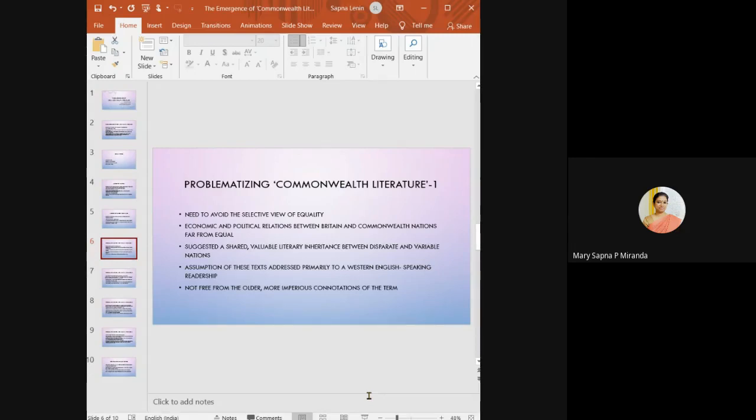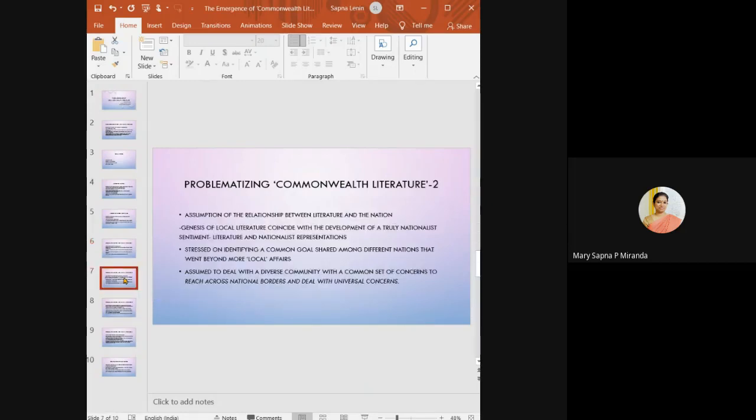So we are going to look at many of these problems in the use of the term Commonwealth literature. One is assuming that all the writers have inherited whatever was given by Great Britain. Another assumption was that all these texts written by writers from these Commonwealth nations were mainly keeping in mind the Western-speaking readership. Then again, the superiority of Great Britain was somehow ingrained into the psyche of the people. And then again, there's this assumption. Assumptions are ideas, not the reality. That idea was that there's a relationship between literature and the nation, which is correct to a great extent.